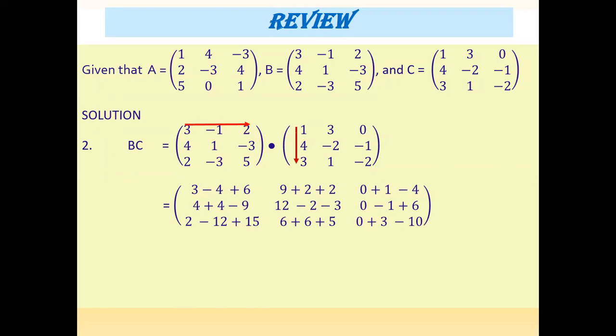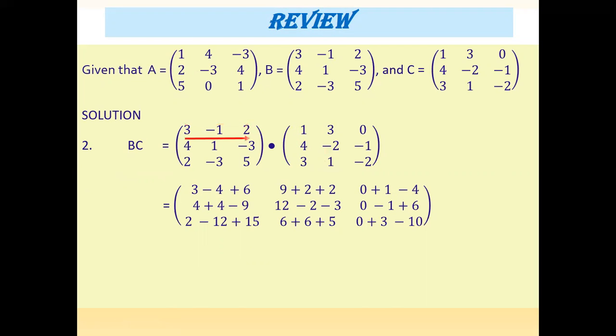So you have 3 times 1 gives you 3, minus 1 times 4 gives you minus 4, and 2 times 3 here gives you 6. Then you take this same first row again and multiply by the second column. So you have 3 times 3 gives you 9, minus 1 times minus 2 gives you plus 2, 2 times 1, sorry, gives you 2. So you do that again for the third column here and you get your answer. So you keep doing that again.